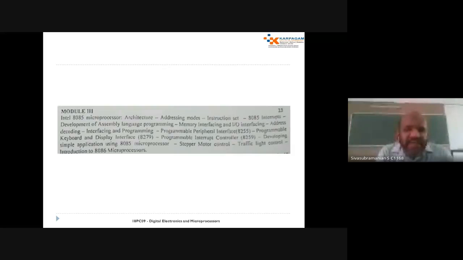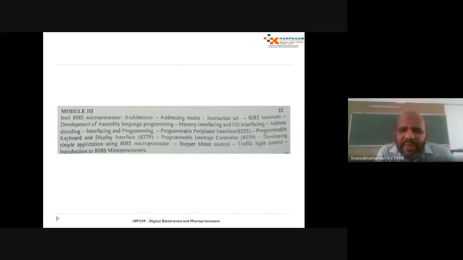Then we'll speak about the interrupts in 8085, and then we will have a few of the basic programs that we can write in the microprocessor 8085, right? So that is what we'll be seeing in the development of assembly language programming. Then we have 2 types of interfacing, namely memory mapped interfacing and IO mapped interfacing. When the interfacing is between the processor and the memory, it is memory interfacing. When it is between input and output devices, then we call it IO interfacing, right? Then we will look at how decoding of address is done. Then we will go on to the interfacing and programming.